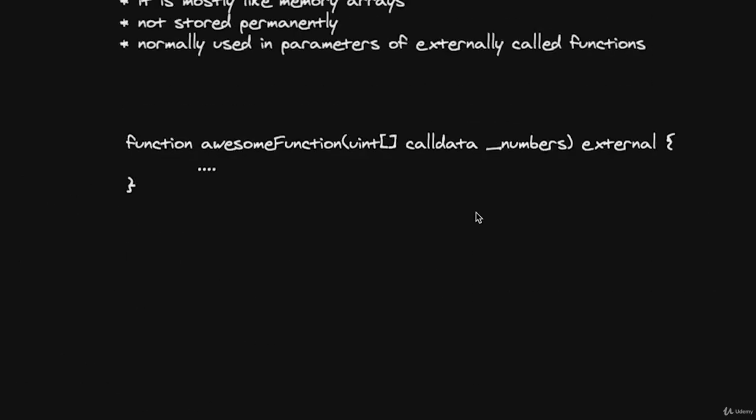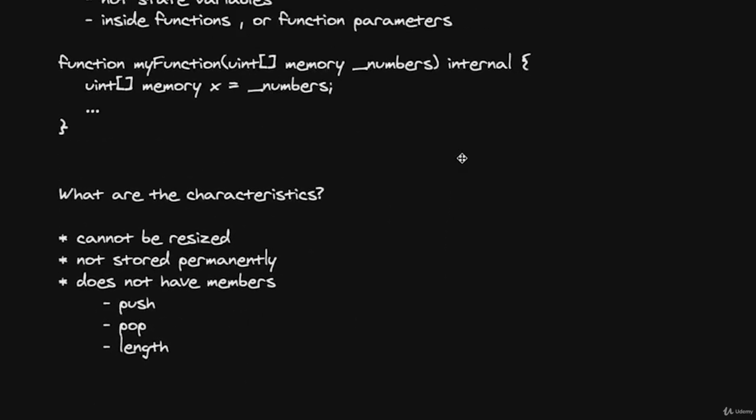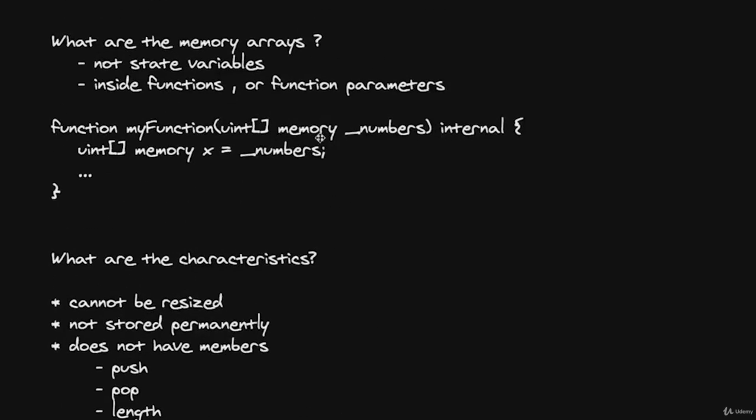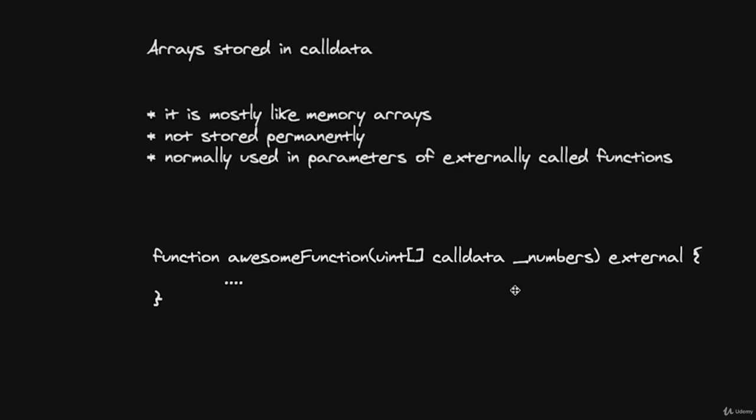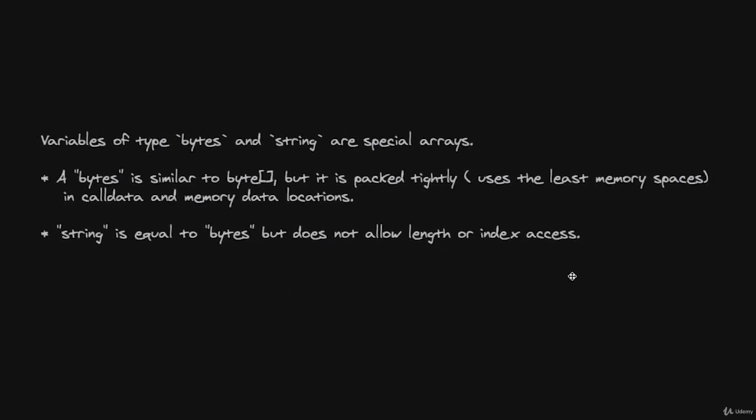We'll go into details of storage, memory, and calldata in later chapters. Just for now, remember, if you use external, be sure to use calldata. If you use internal, then you can use memory. I mean, no one will stop you from using calldata here, but you should definitely use memory here, and calldata in external. Another thing of note is that variables of type bytes and string are actually special arrays.